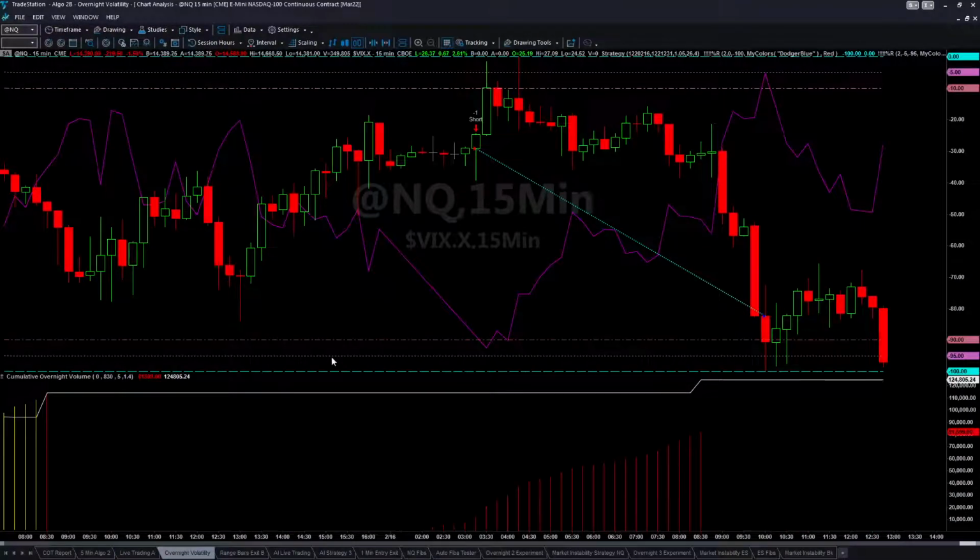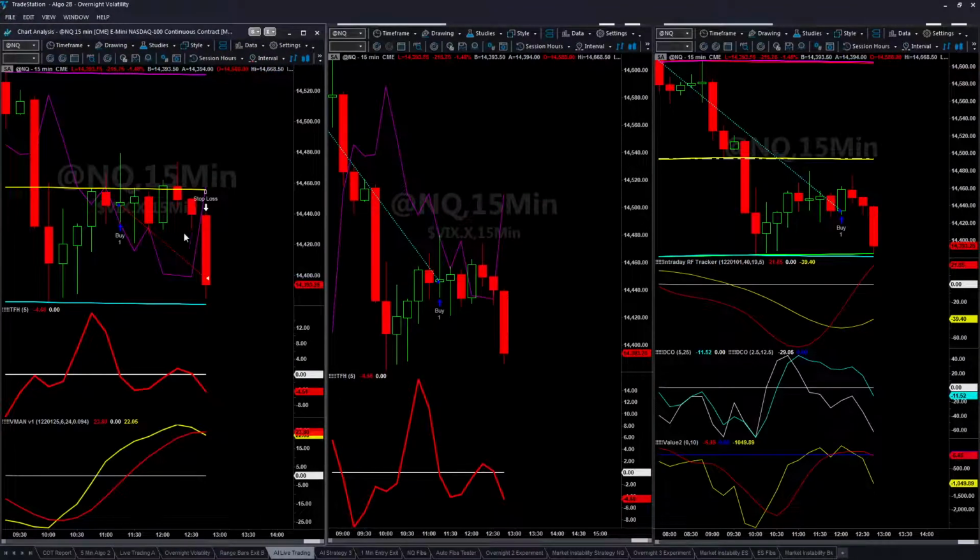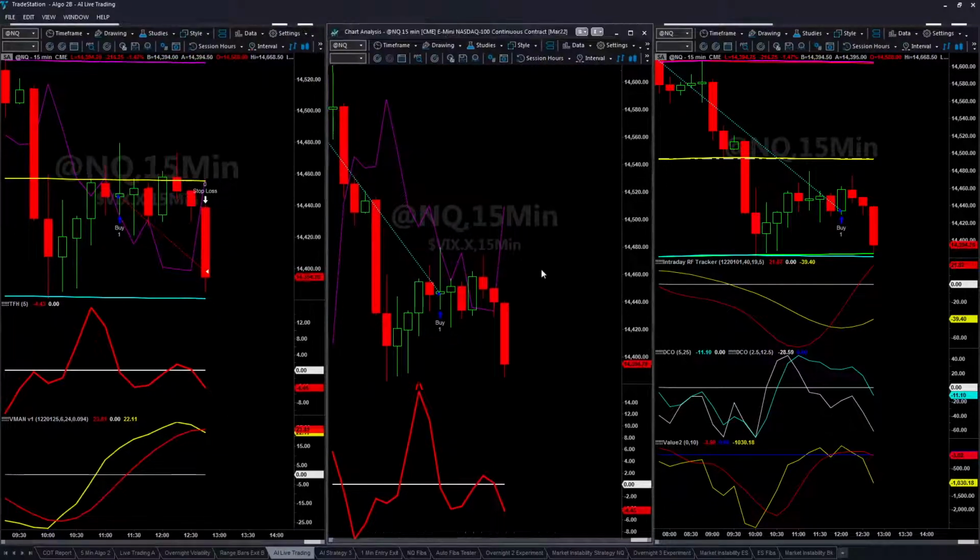In the overnight, caught the nice downside, really nice. Little pop to the upside, but now it reverted, and we'll see where this ends up going relatively soon. On the AI front, boom, just got stopped out right there. All right, that's the strategy, just stopping out.